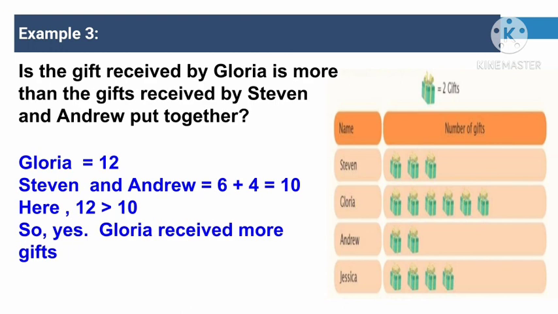Here is the next question. Are the gifts received by Gloria more than the gifts received by Stephen and Andrew put together? So here you want to find out how many Stephen and Andrew got together. Then you have to compare it with Gloria. Okay. Now Gloria got 12 gifts and Stephen and Andrew together got 6 plus 4, 10 gifts. So here 12 is greater than 10. Therefore, Gloria got more gifts than Stephen and Andrew put together.